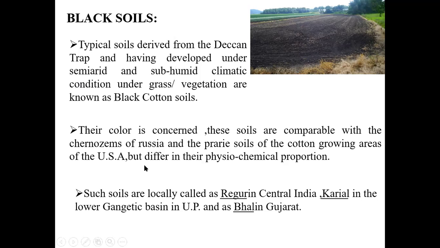this black color can be comparable with the Chernozems of Russia and the regur soils of the cotton growing area of USA. But the physical and chemical properties of these black cotton soils are completely different. Mostly these types of soils are called Regur in central India, which is the local name, Karail in the lower Gangetic plain of Uttar Pradesh, and Bhalin in Gujarat. So these are some local vernacular names of this particular soil, black cotton soils.